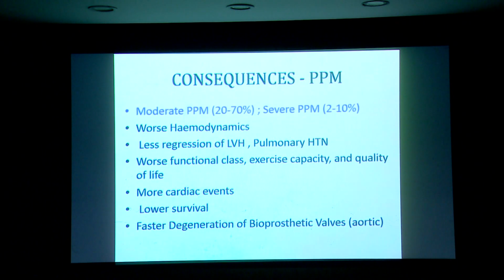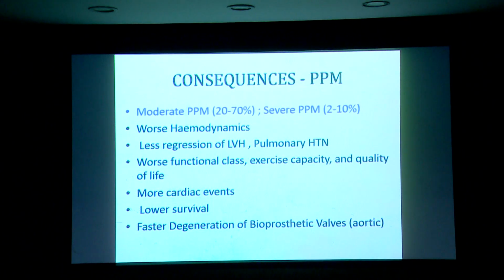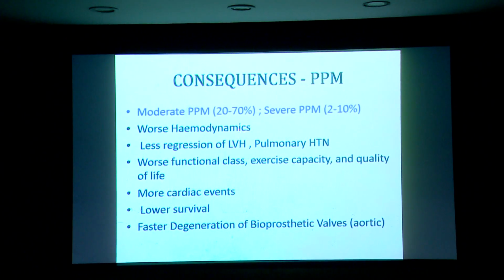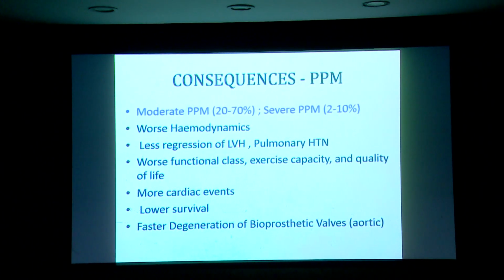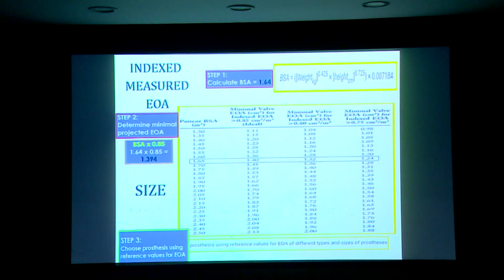Consequences: mild PPM does not affect much and is okay, but moderate to severe is a problem for the patient. Hemodynamics can be compromised, and there is less regression of LVH, more hypertension post-op, and so on. There can be a greater chance of cardiac events, lower survival and faster deterioration of bioprosthetic valves. So how do you prevent this?